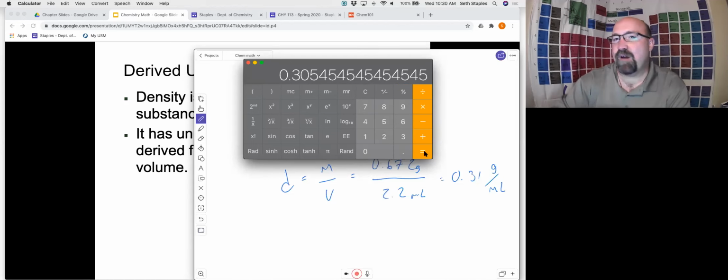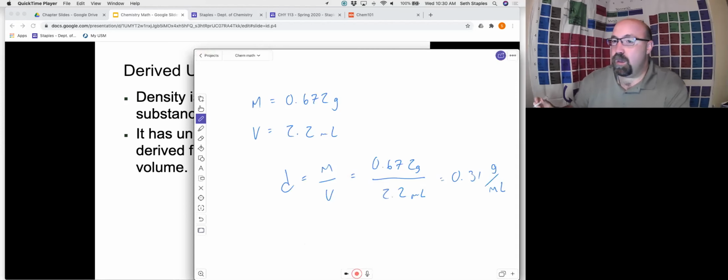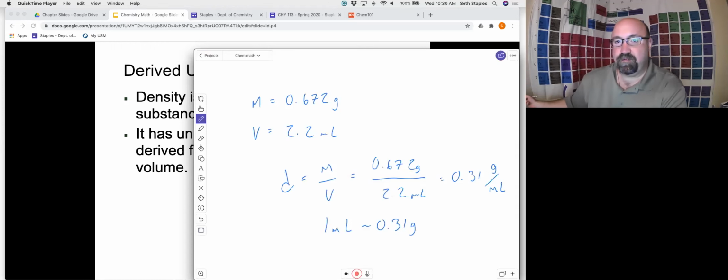Don't worry about how I rounded that. We'll be talking about that quite a bit when we discuss significant figures later on in today's lecture. But this tells us then that for every 1 milliliter of this substance that we have, the mass of every 1 milliliter is going to be 0.31 grams.